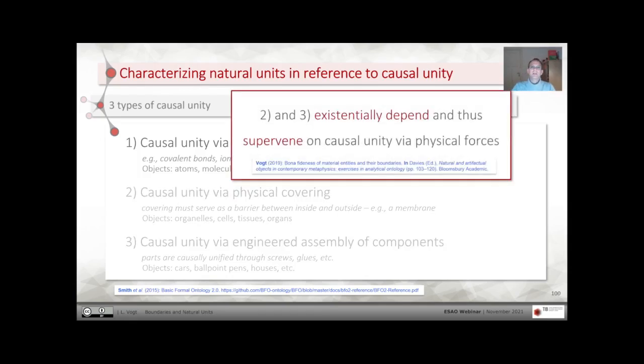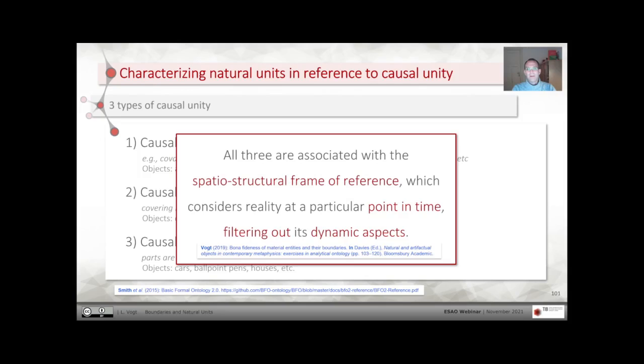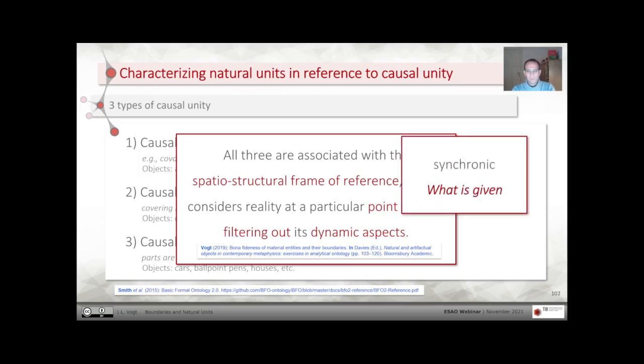But interesting here is that the second and the third type of causal unity existentially depends and therefore supervenes on causal unity via physical forces. And all three, therefore, probably are associated with the spatio-structural frame of reference, which considers reality at a particular point in time, filtering out all the dynamic aspects of reality. So it's synchronic, it's about what is given.